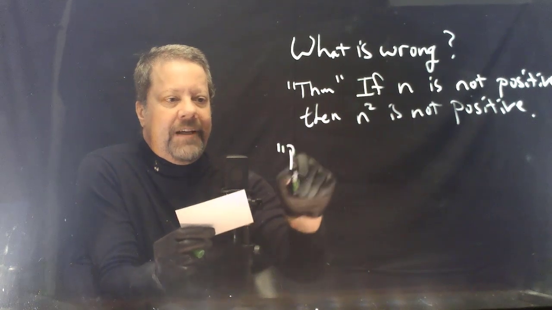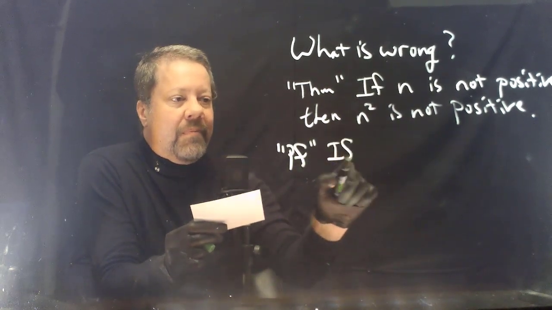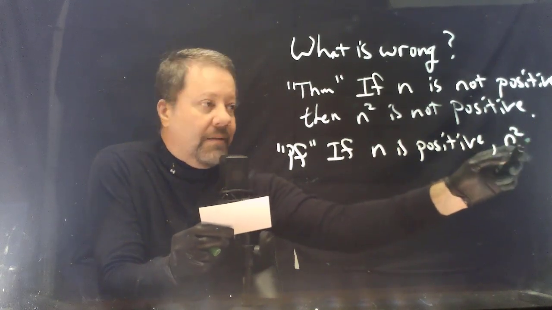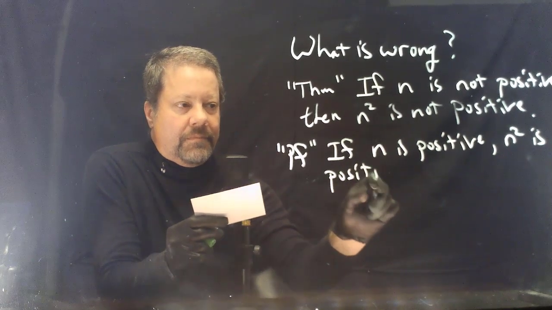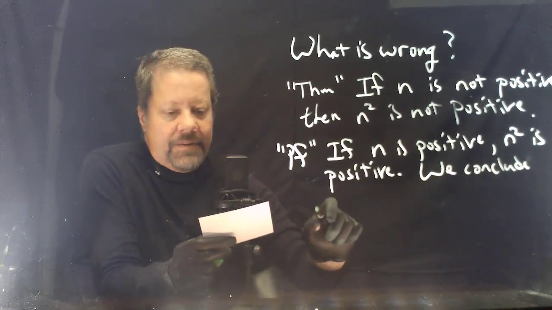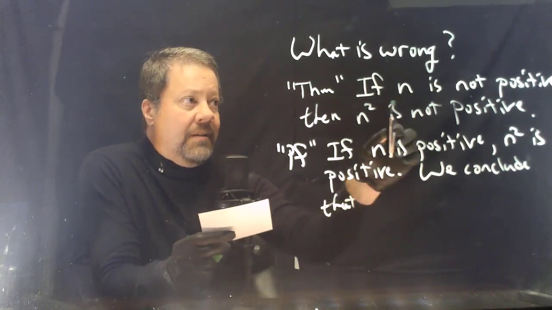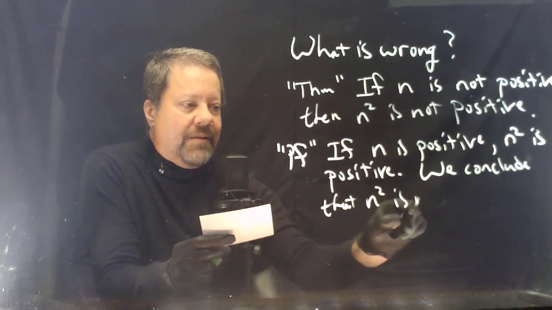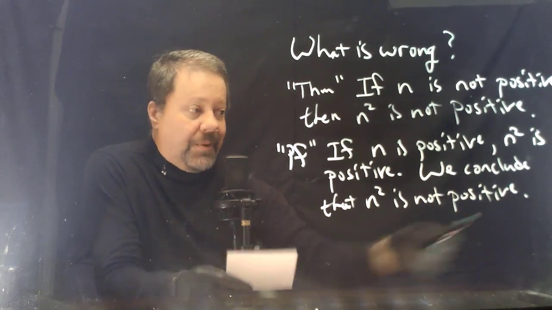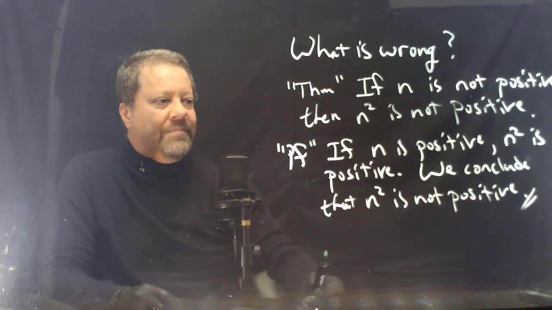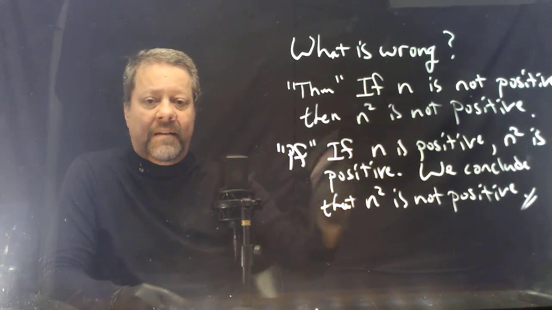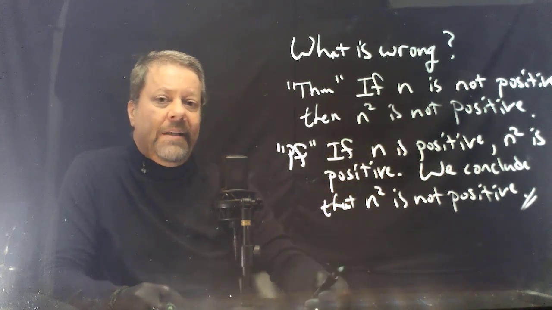But the argument provided in the form of a supposed proof is: if n is positive, n squared is positive. We conclude, since n is not positive, that n squared is not positive. And that's the end of the supposed proof. You can see here that what we've stated down here, if n is positive, n squared is positive, is not the contrapositive of the original theorem, it's called the inverse.